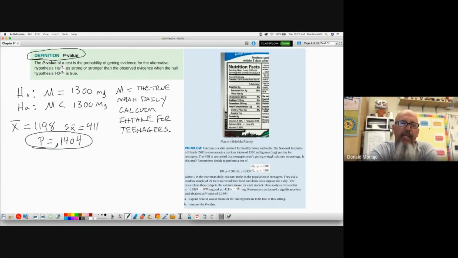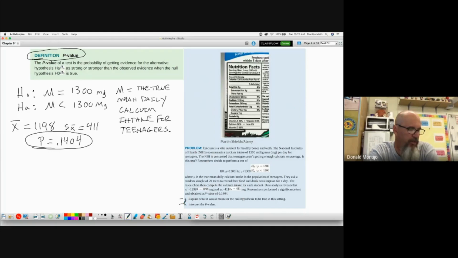So remember that we need to be very clear on what it is that we're about to test. What is mu? So a p-value of 0.1404. Explain what it would mean for the null hypothesis to be true in this setting, and then interpret the p-value. So our two problems are down here. Explain what it would mean for the null hypothesis to be true in this setting.